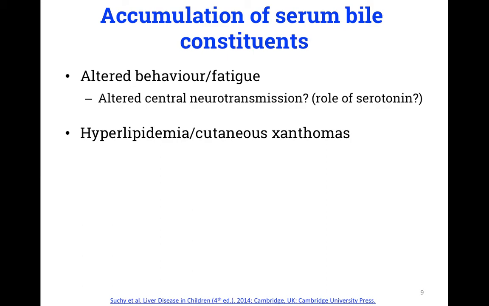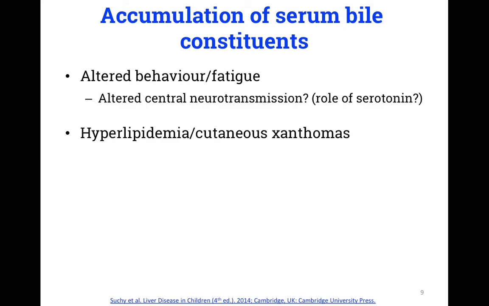Now, in chronic cholestasis, the thought is that there's some altered central neurotransmission, and serotonin and actually opioid tone have also been implicated. However, again, it is not well understood what is contributing to this, so no specific treatment options are available other than the supportive measures already discussed, predominantly methods to induce choleresis.